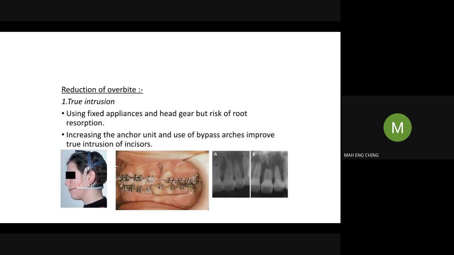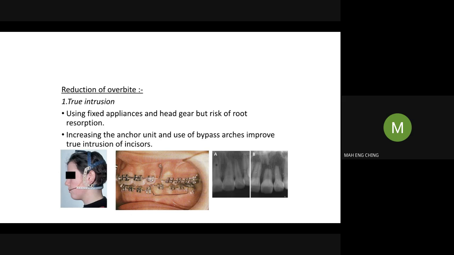So, reduction of the overbite. Let's say the patient has a deep bite, how are you going to settle it? So a lot of times, if they have a deep overbite or severe overbite, then we have to do some intrusion. Maybe we have to separate the upper and lower incisor. So the first thing you can do is true intrusion, using the fixed appliance and headgear, but there is the risk of root resorption.